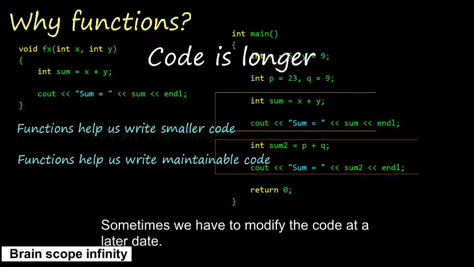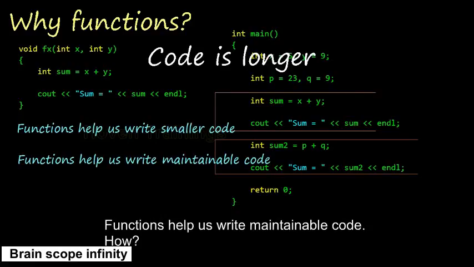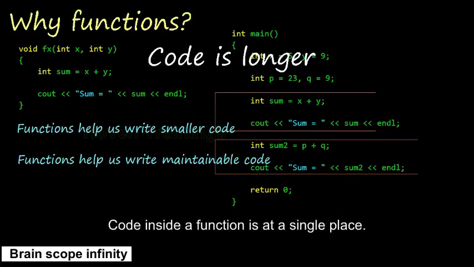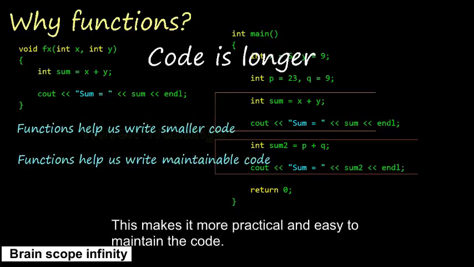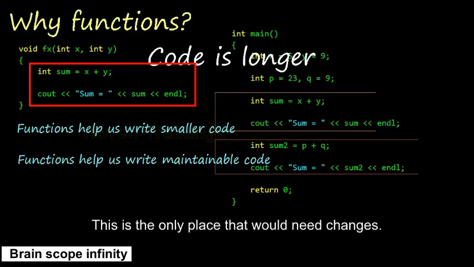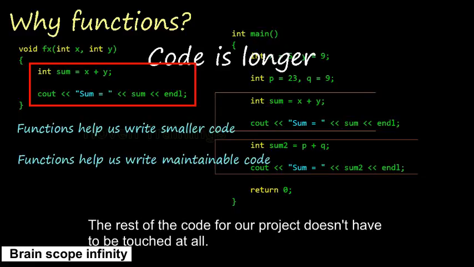Sometimes we have to modify the code at a later date. This is called maintenance. Functions help us write maintainable code. How? Code inside a function is at a single place. This makes it more practical and easy to maintain the code. This is the only place that would need changes. The rest of the code for our project doesn't have to be touched at all.